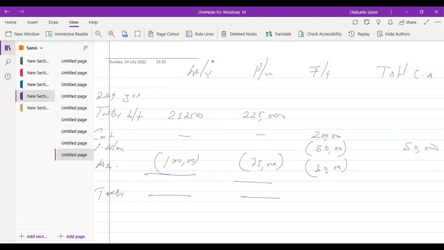So I will have my tax written-down value for this. Then what will be the total capital allowance that will be enjoyed in 2009 year of assessment? 50,000 naira initial allowance on furnitures. Annual allowance: 100 plus 75 plus 30. What is the total? Total annual allowance that will be enjoyed? 205,000. So total capital allowance is 255,000.